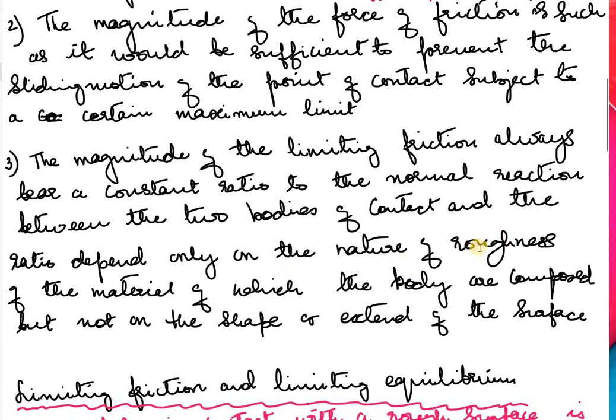That ratio depends only on the nature of roughness of the materials of which the bodies are composed, but not on the shape, size or extent of the surface.